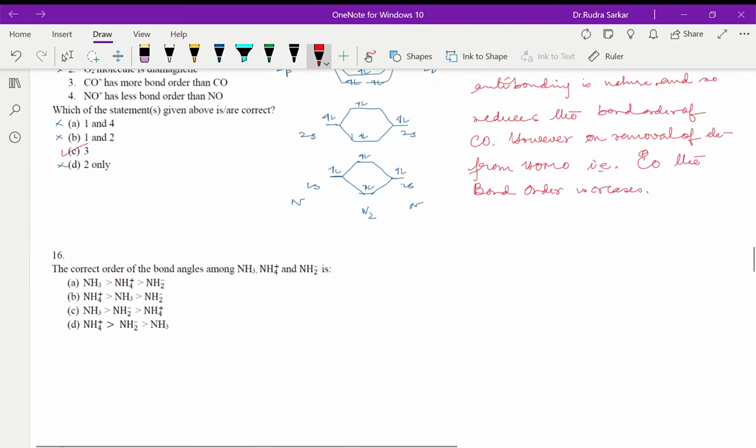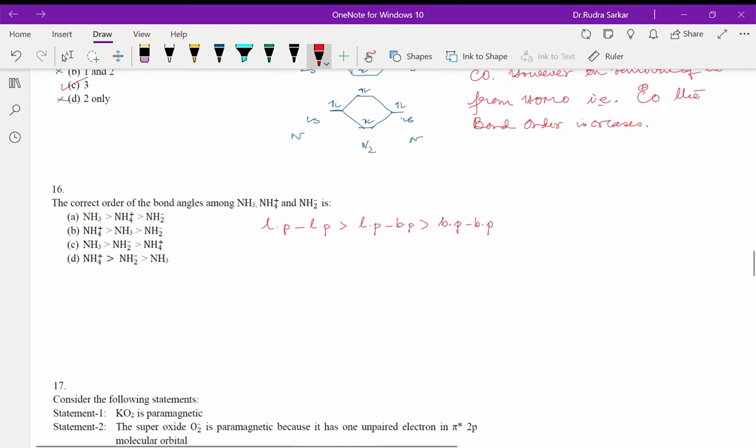Next, NH3, NH4+, NH2-. The correct bond angles among the following. We know that lone pair-lone pair repulsion is more than lone pair-bond pair repulsion, which is more than bond pair-bond pair repulsion. If we consider that way, NH4+ is sp3 hybridized and has a regular tetrahedral structure with no lone pairs. So there is only bond pair repulsion over here.